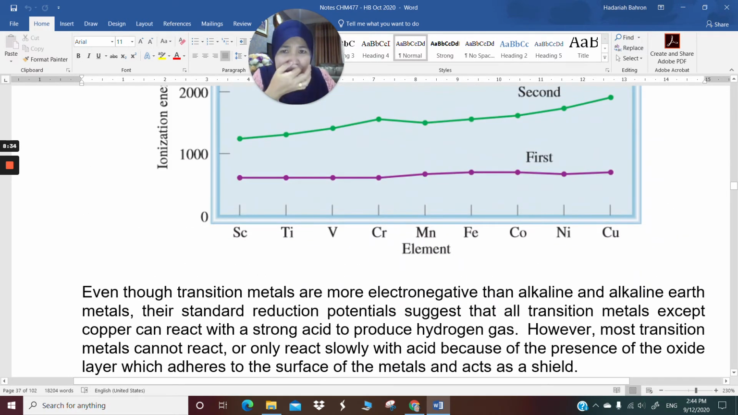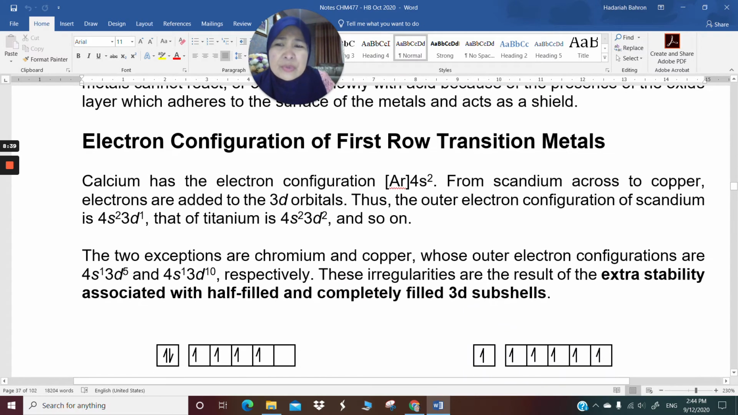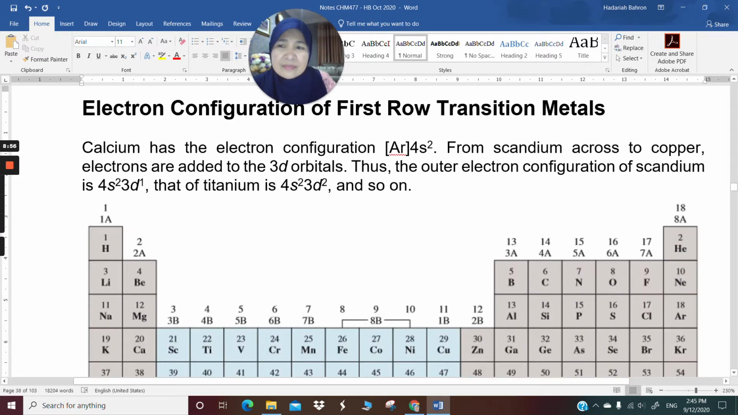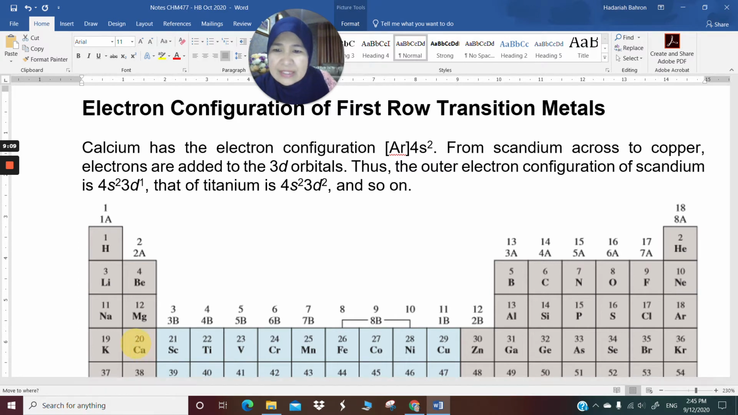I'm not going to dwell too much on the properties of transition metals. I'm just going to go straight into the electron configuration of the first row of transition metals. Now, I think I'm going to have to move the periodic table here so you can see it better. Now, calcium, here is your calcium. I hope you can see this. Yeah, that's your calcium.